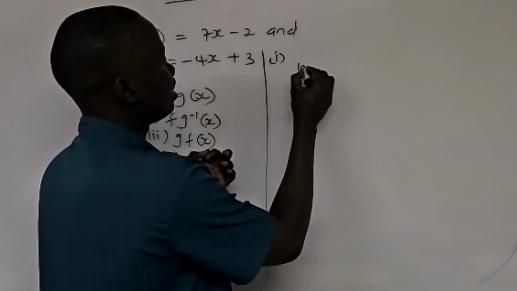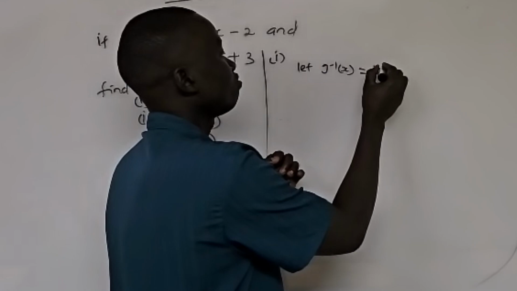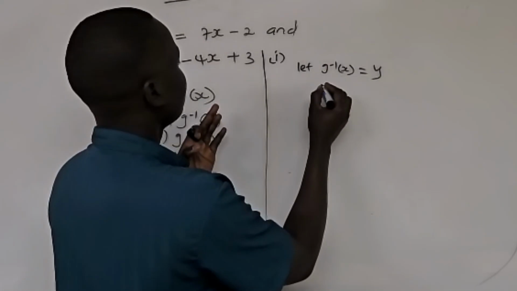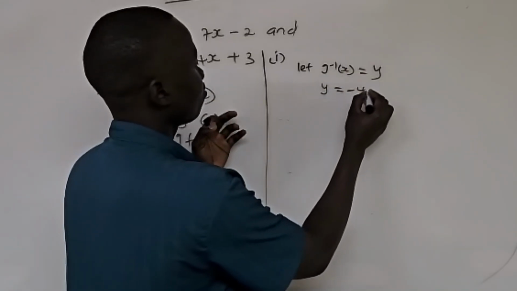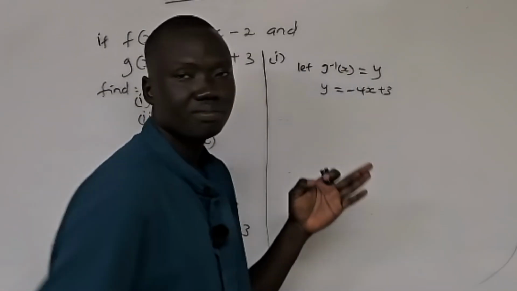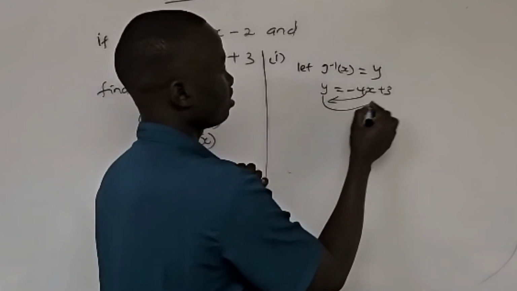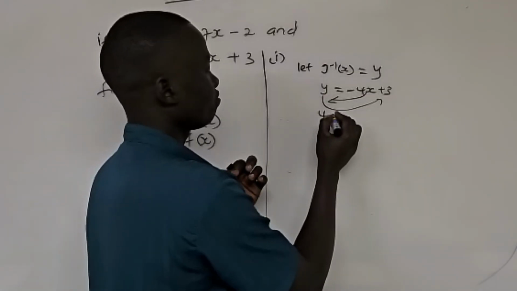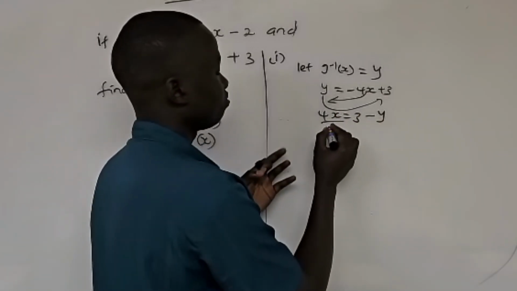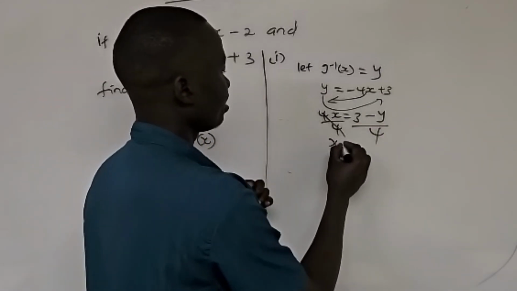To get the inverse, let g inverse of x be equal to something. You may say, let it be equal to y. So here we have y equal to minus 4x plus 3. We want to get the value of x here. Bring this one here and take this one there. So we have positive 4x is equal to 3 minus y. Divide both sides by 4, and 4 and 4 will cancel.